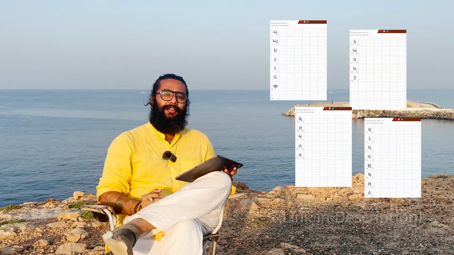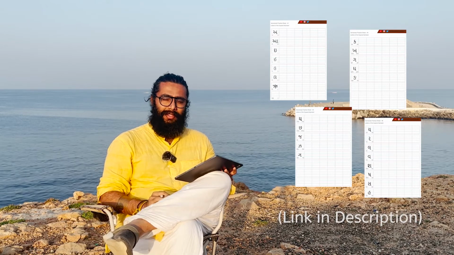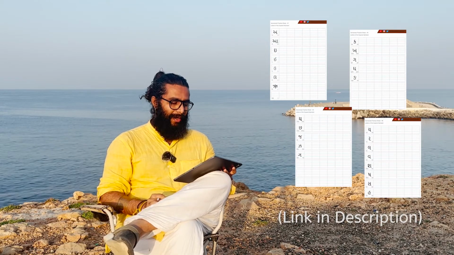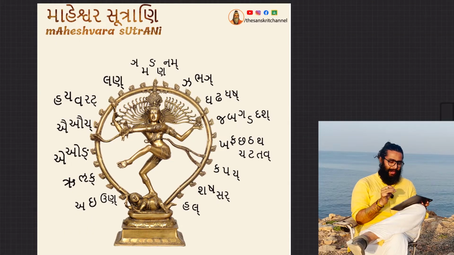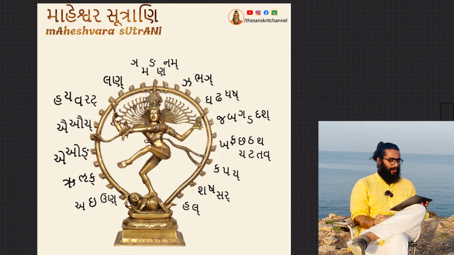Namaskar. Now that we have learnt to read and write all the vowels and the consonants of the Gujarati alphabet, we can now approach this sequence of arrangement of these sounds. These 14 lines or 14 sets of sounds are called Maheshvara Sutras or Maheshvara Sutrani, and these form the basis, the very fundamental of the Sanskrit alphabet.